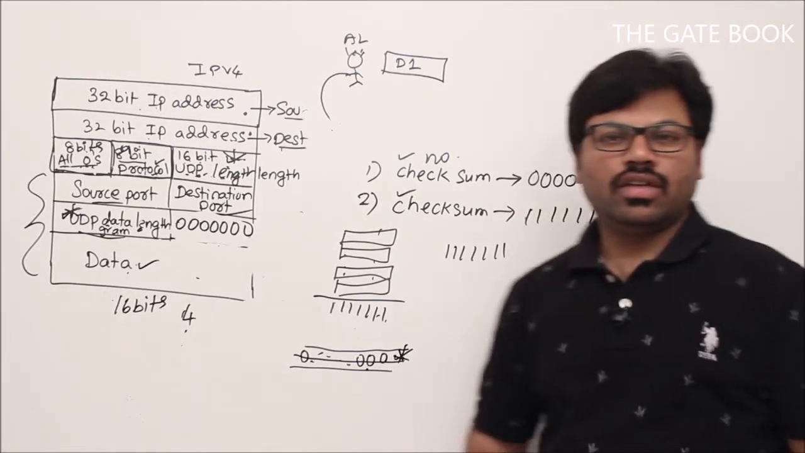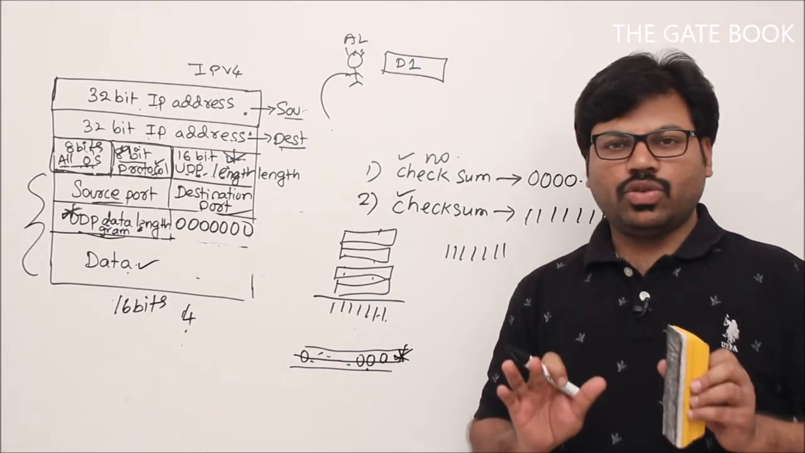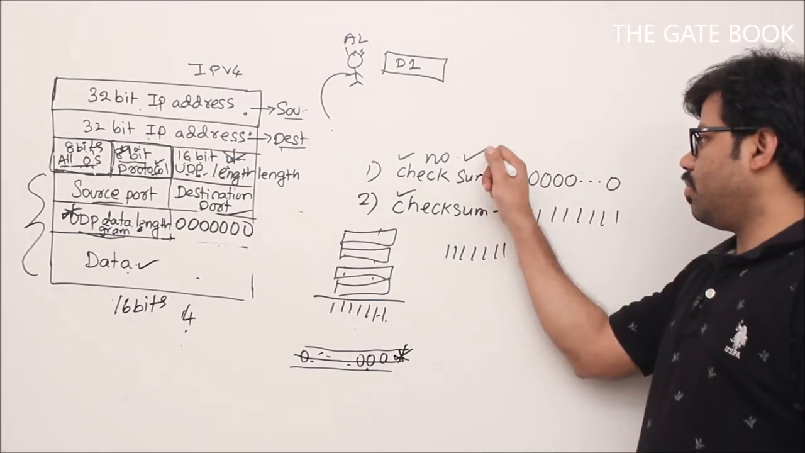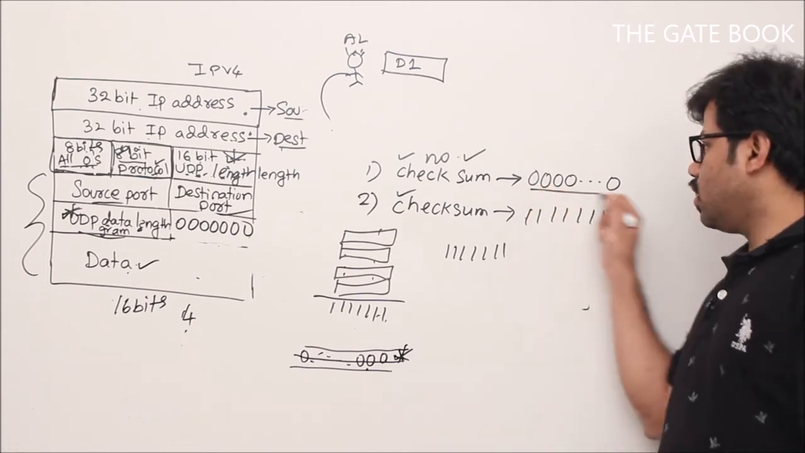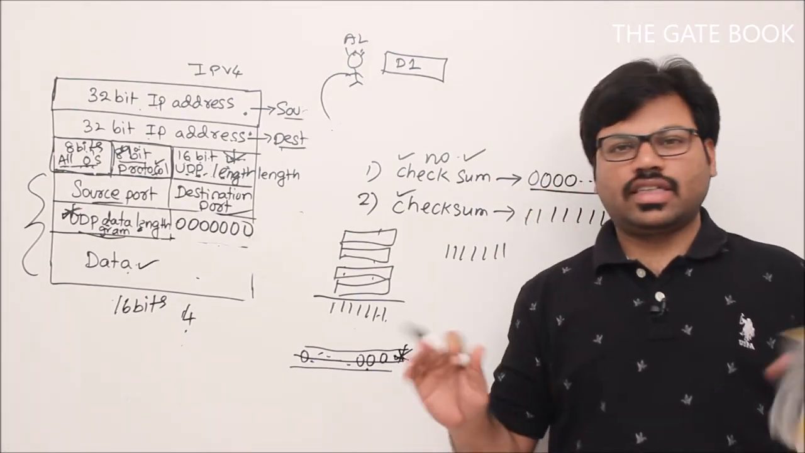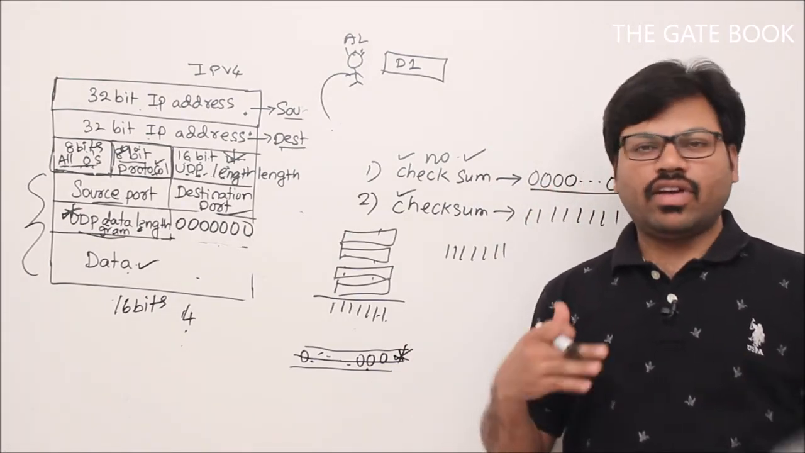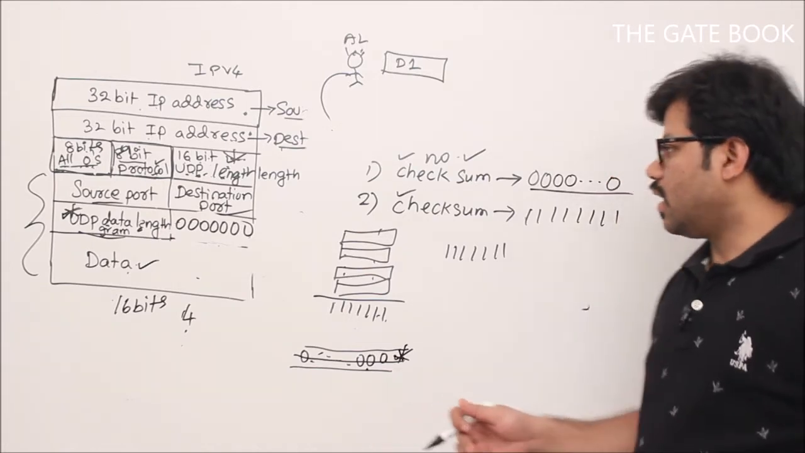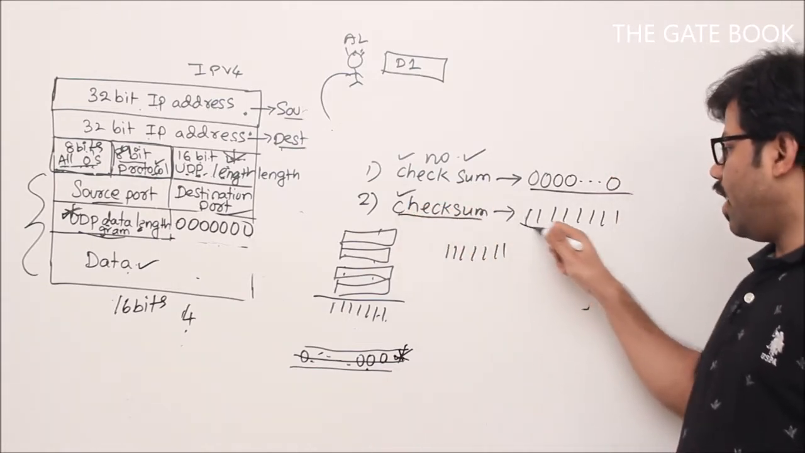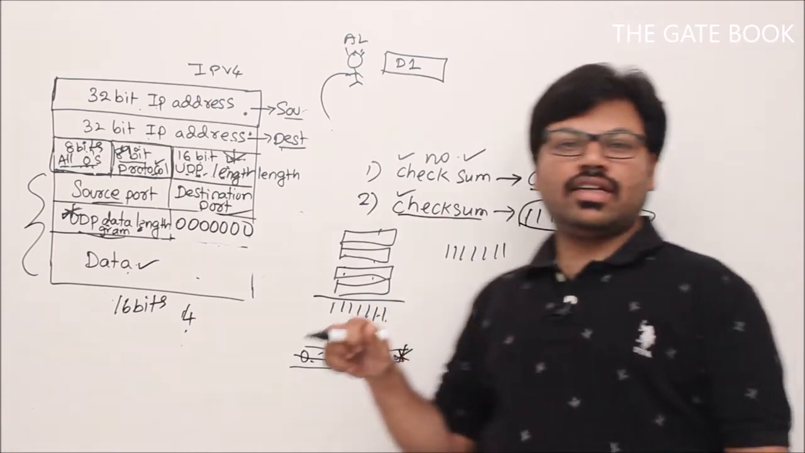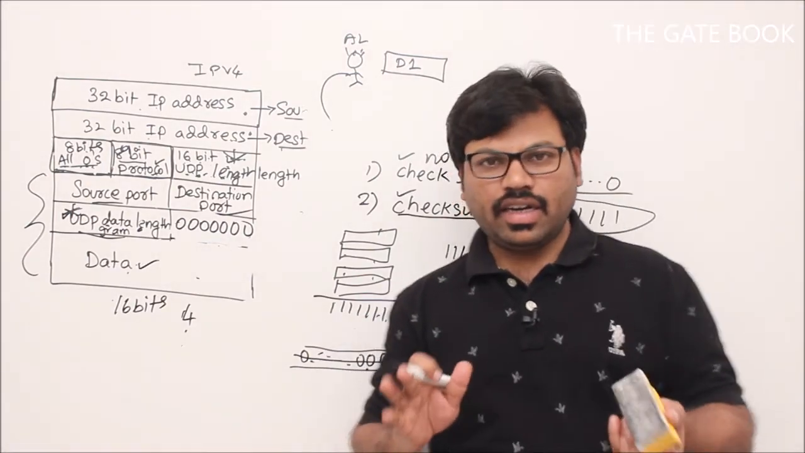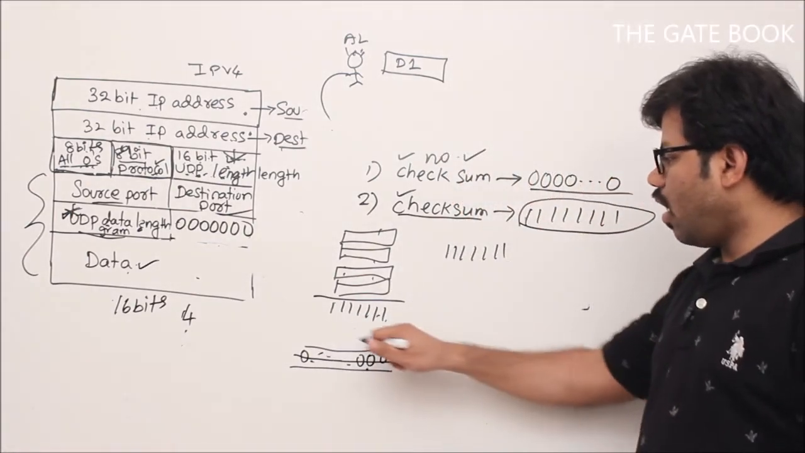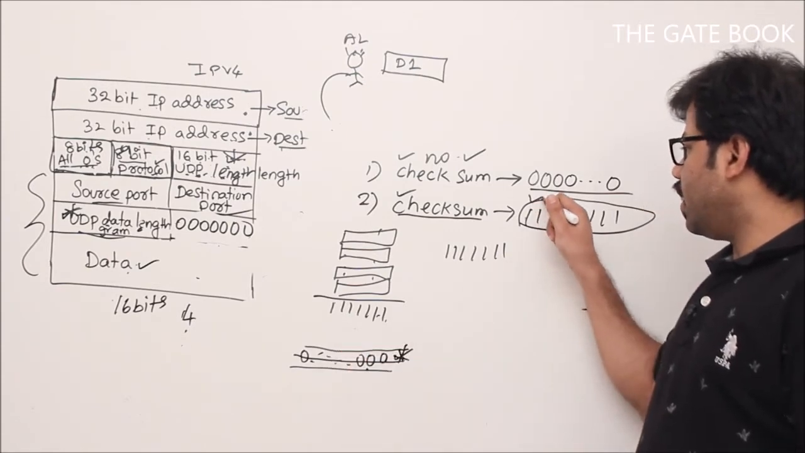Now see, at the receiver side, UDP does it like this. It will first check the checksum. If it is all zeros, it will understand that the checksum was not calculated, so it will not evaluate the checksum unnecessarily. Second, if the checksum value is all ones, then it will understand that the checksum has been calculated, and the original checksum is actually all zeros. That's why they made it all ones.